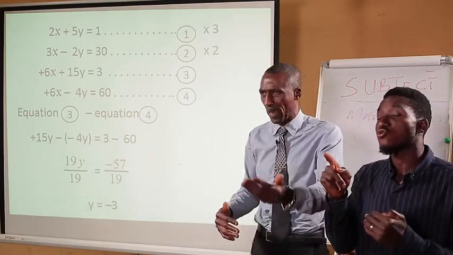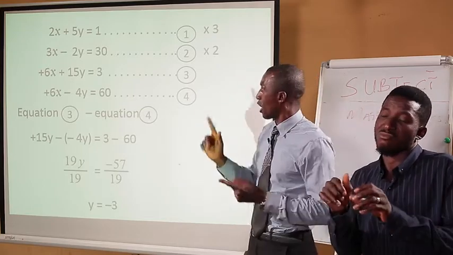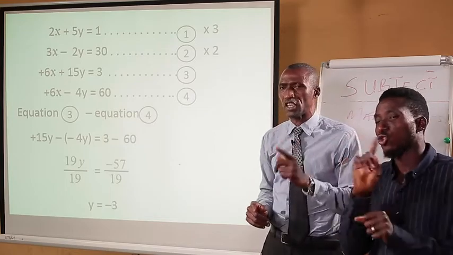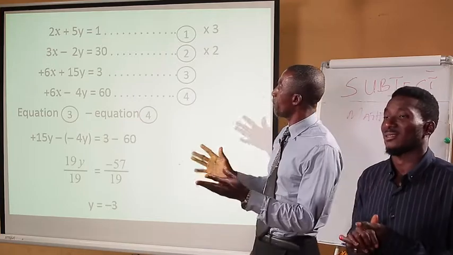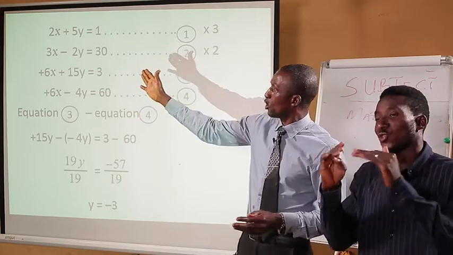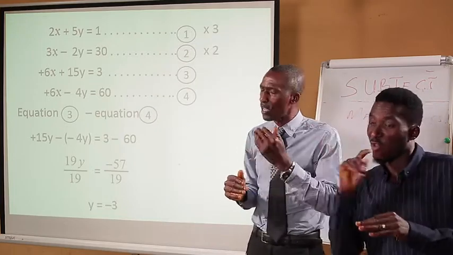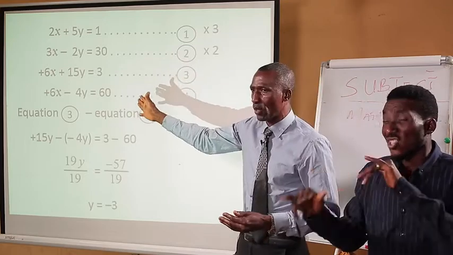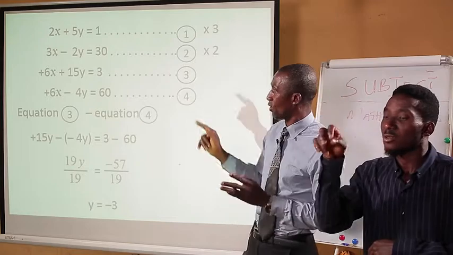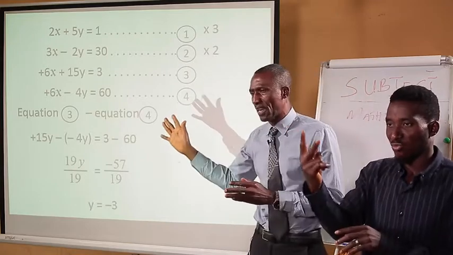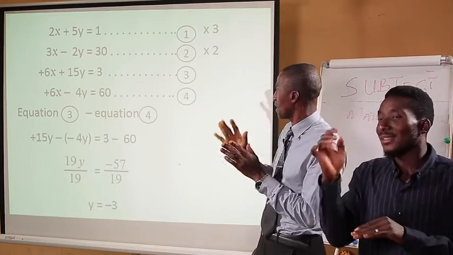Now you must ensure that the rules I have given you are followed. Number one, make sure the equations are balanced. What do you mean by balancing the equation? If you choose to balance x, then the coefficient of x in equation 1 must be the same as in equation 2. And if you choose to balance y, then the coefficient of y in equation 1 must be the same as in equation 2.